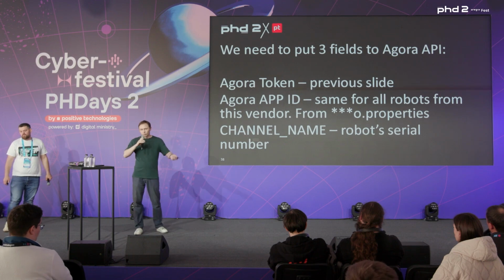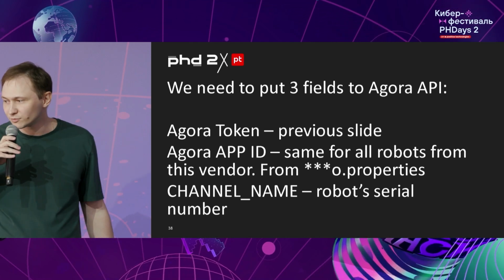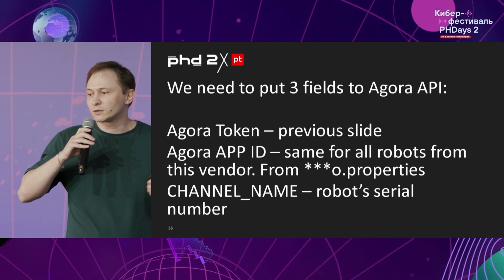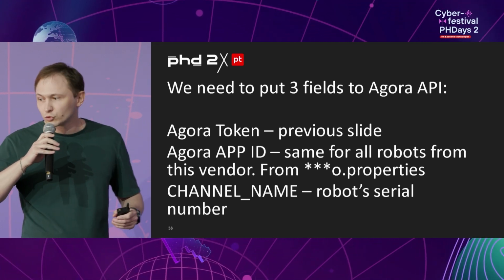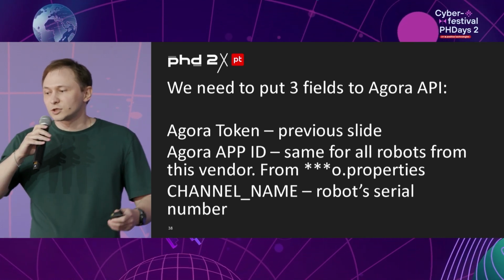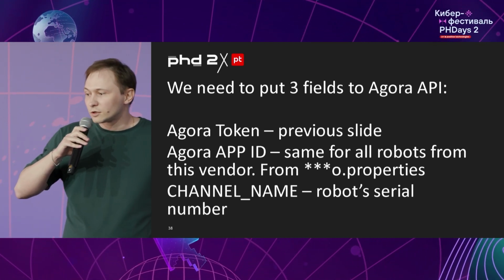Okay, how will the user ask the robot to get into this room? For this, you need to fill in three fields. The first one is the Agora token. The next one is the token we already have. And then the Agora app ID.